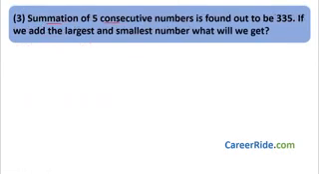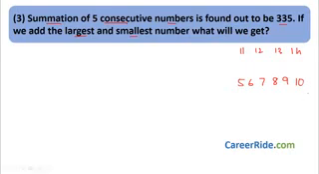The summation of 5 consecutive numbers is found to be 335. If we add the largest and smallest number, what will we get? Now over here, what do we mean by consecutive numbers? Consecutive numbers are numbers which come one after the other, like 11, 12, 13, 14. These are consecutive numbers. Or another example: 5, 6, 7, 8, 9, 10. These are consecutive numbers because they come one after the other.